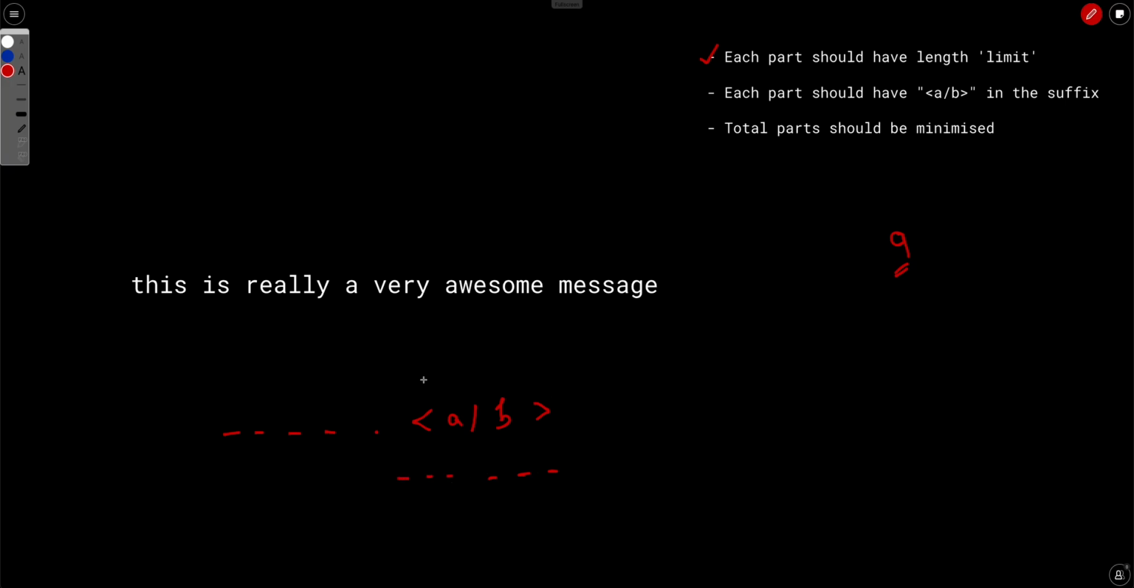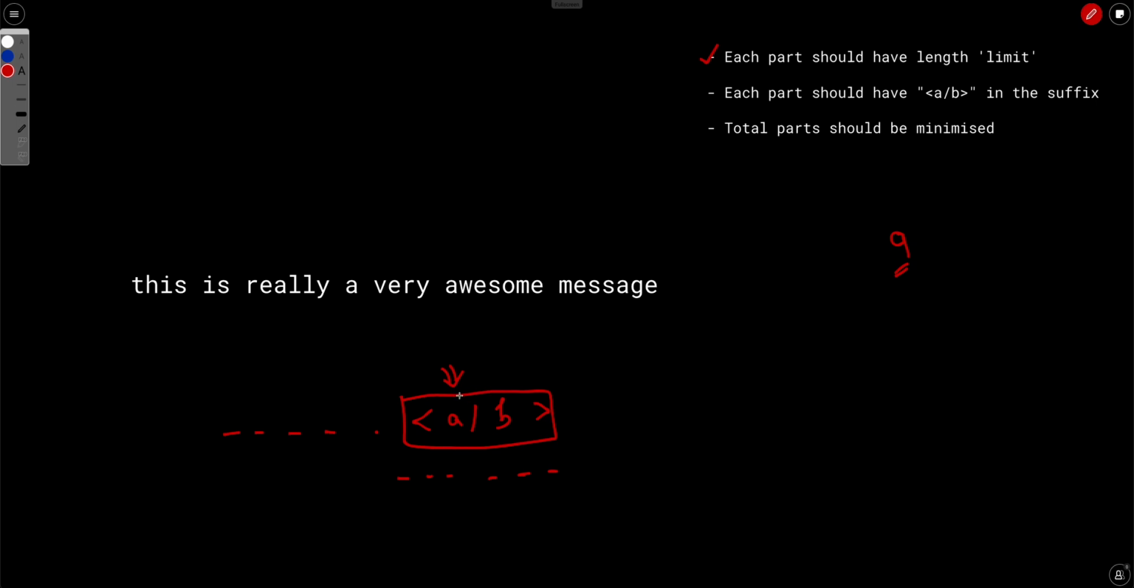Now you have to minimize the number of parts. So to minimize the number of parts, you have to minimize the number of unwanted characters. These are extra things that you are attaching, and they take up some space. So the only thing you have to focus on is how you can reduce the number of characters taken by this unwanted suffix in each of the parts.